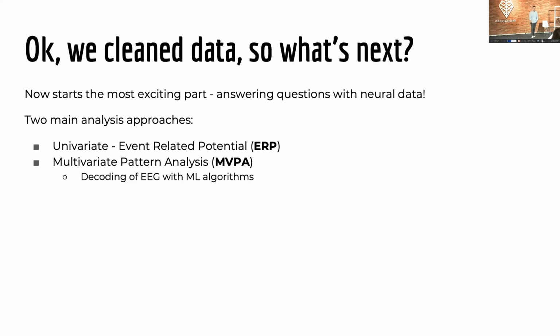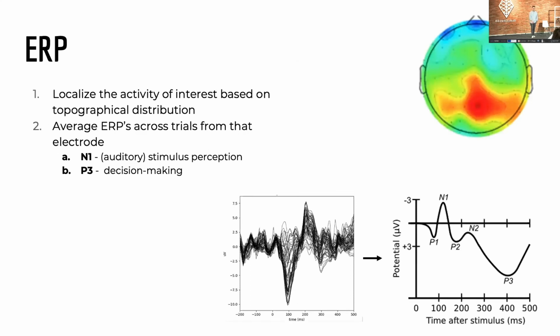So what is ERP? This is just a very brief introduction to ERP. There are whole volumes of books devoted only to this technique, so it's not an extensive introduction. What you do is localize the activity of interest based on topographical distribution. For example, you are interested in what happens at 100 milliseconds after the stimulus was presented. You take that piece of data, average across the trials, and you get this topographical distribution. You could see somewhere in a frontoparietal region, somewhere over here, there is a very high activation.